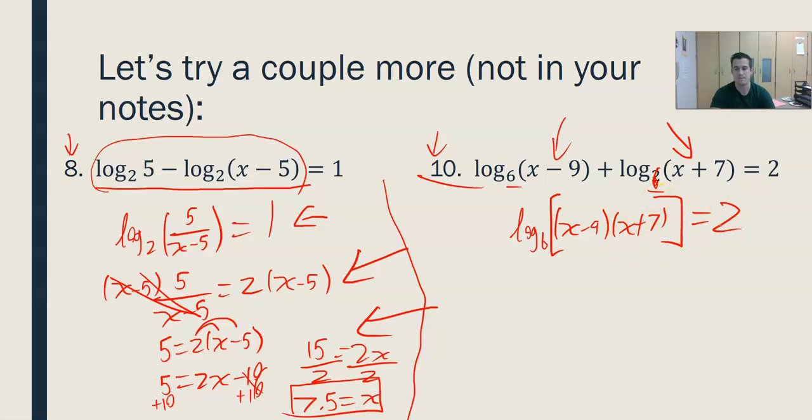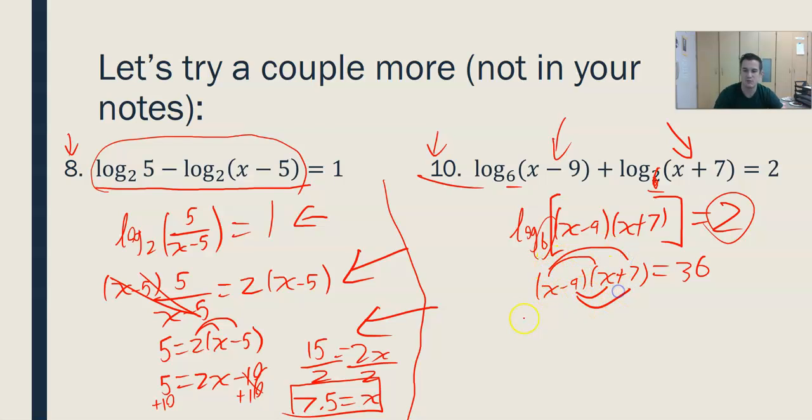Equals 2. Well, now I need to convert this to an exponent expression. So x minus 9 times x plus 7 is equal to 6 squared, which is 36. Okay, I'm going to multiply these out right here. I'm going to multiply these together. I'm going to get x squared plus 7x minus 9x minus 63 equals 36.